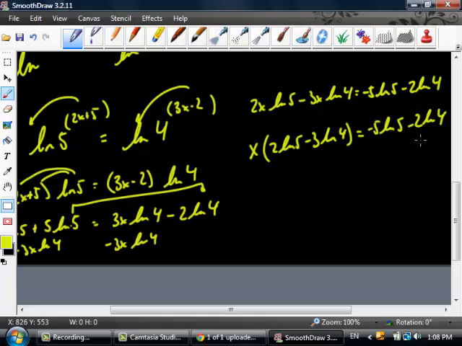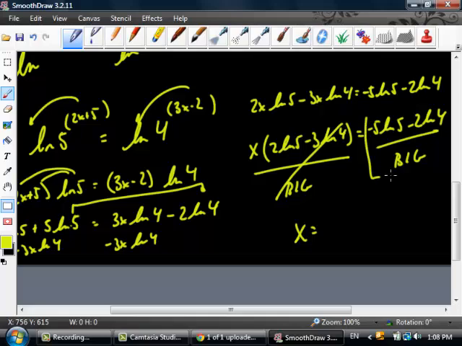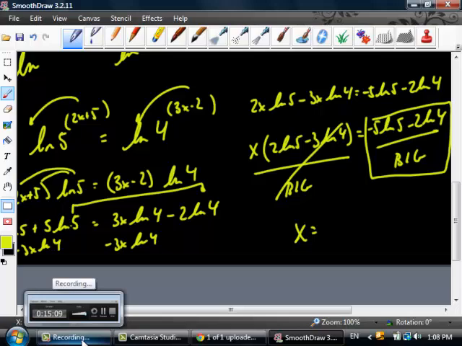It is starting to come back. And now we just divide by the big thing. Okay. So you get x equals, and then you got to use your calculator to figure out what negative 5 ln 5 minus 2 ln 4 divided by the big thing is. Yeah? Cool. All right. Let's go ahead and stop right there for a second. I'll give you guys some more time, and then we'll come back in a little bit.